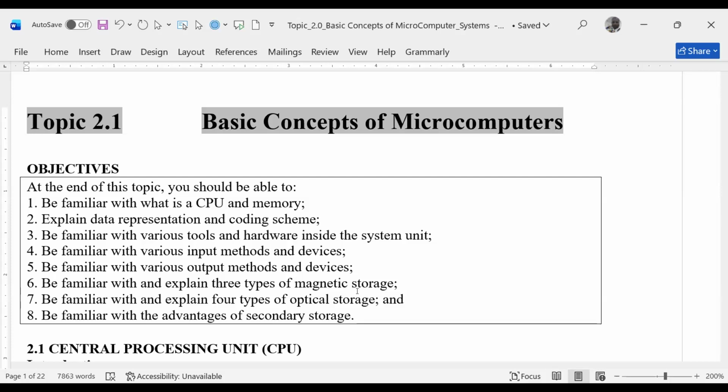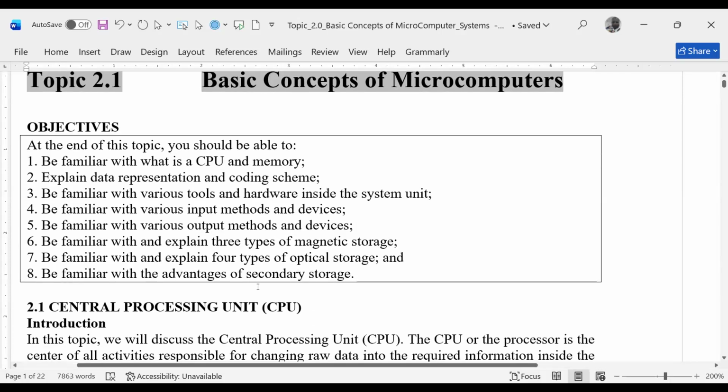Okay, then we continue. At the end of this session or topic, you should be able to understand, identify, as well as describe the various components associated with microcomputers. This topic will go through all this. You should be familiar with the key components such as memory and the processor. First, I start.